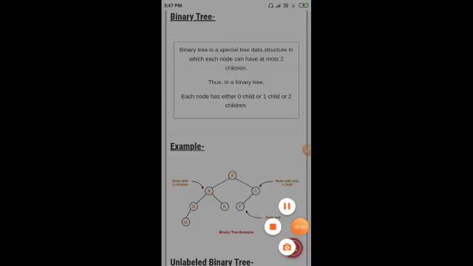In this session we are going to discuss the binary tree. So what is a binary tree, and what are the types of binary tree? These things we are going to discuss in this session. First we'll discuss what a binary tree is.